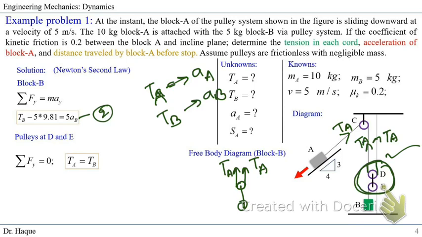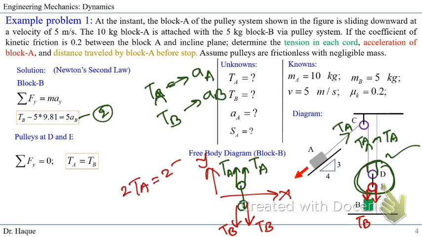Now on the lower part again we'll have block B pulling this way with TB. This rope is parallel to that one and it's a uniform pulley, so this part will also be TB. So if we solve for the y coordinate, because there is nothing on the x coordinate, we will have 2TA equals 2TB, which will give us TA equals TB. We call it equation 3.